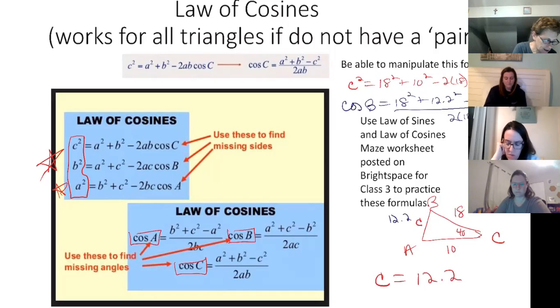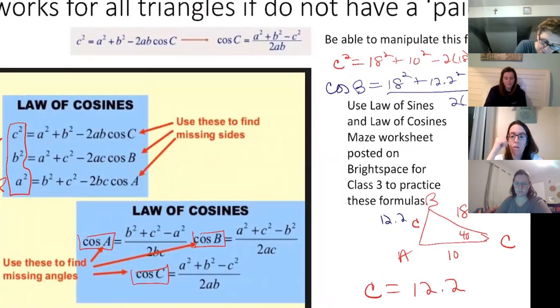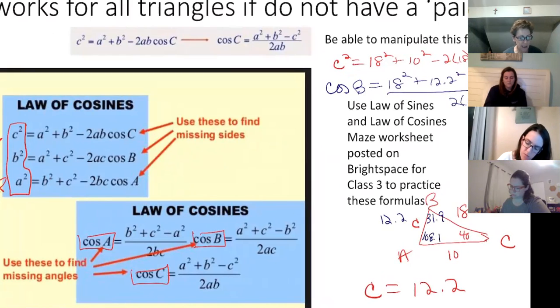So this missing angle that I just solved for B is 31.9, and then I would just say 180 minus 40 minus 31.9 gives me my missing angle of 108.1 degrees. And that makes sense because the 18 is the largest side.